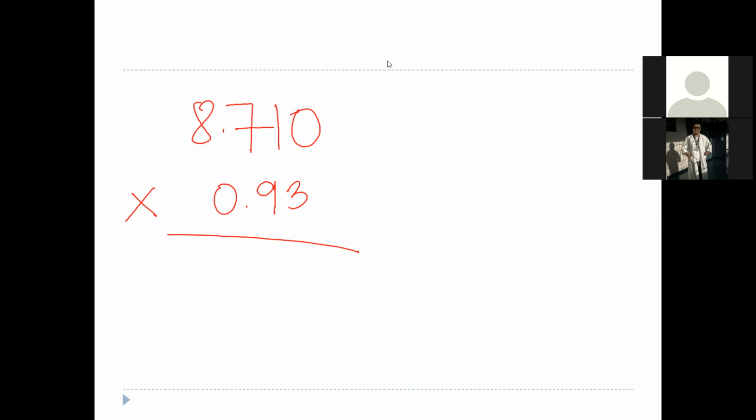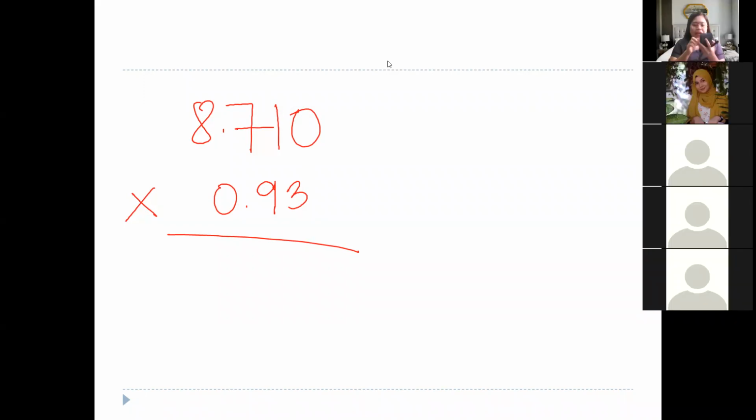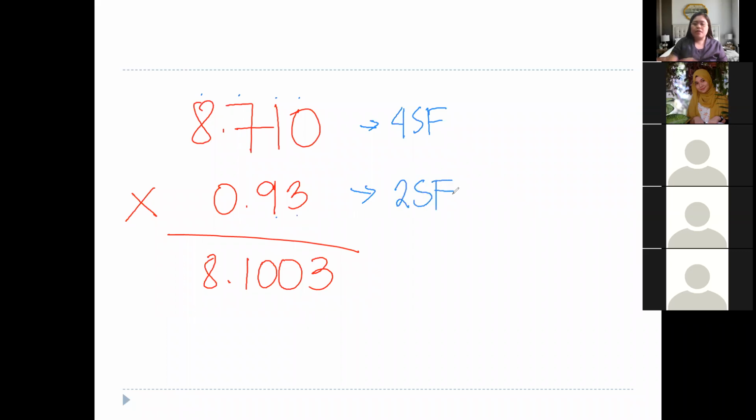Let's do the calculation using a calculator, of course. We have 8.710 times 0.93. Let me write it. According to the calculator, the answer is 8.1003. This is multiplication, so the final answer should follow the lesser number of significant figures. Let's check how many significant figures the givens have. I have 1, 2, 3, 4: 4 significant figures. The 0 is included because there is a decimal point. Now how about this? This is a leading 0, so it's not counted. Here it starts: 1, 2. So the second given has 2 significant figures.